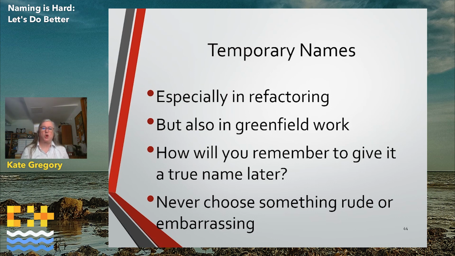Putting things in the code and hoping that will remind you doesn't work. I've been doing this a long, long time. It doesn't work. Put it somewhere else. Put it in your work tracking system. Make an issue. Open a ticket if you have to. Or have a piece of paper on your desk. But do something else outside of the code to remind you that you need to come back to give it its true name.